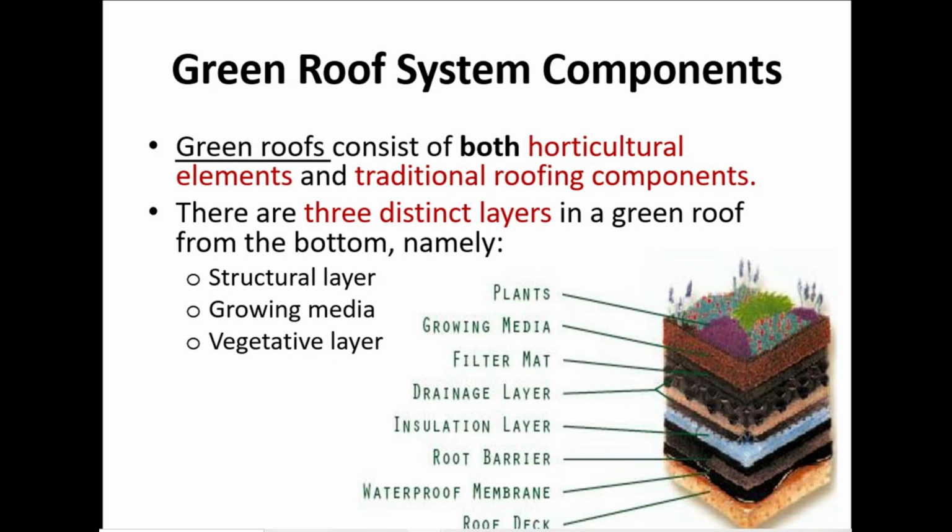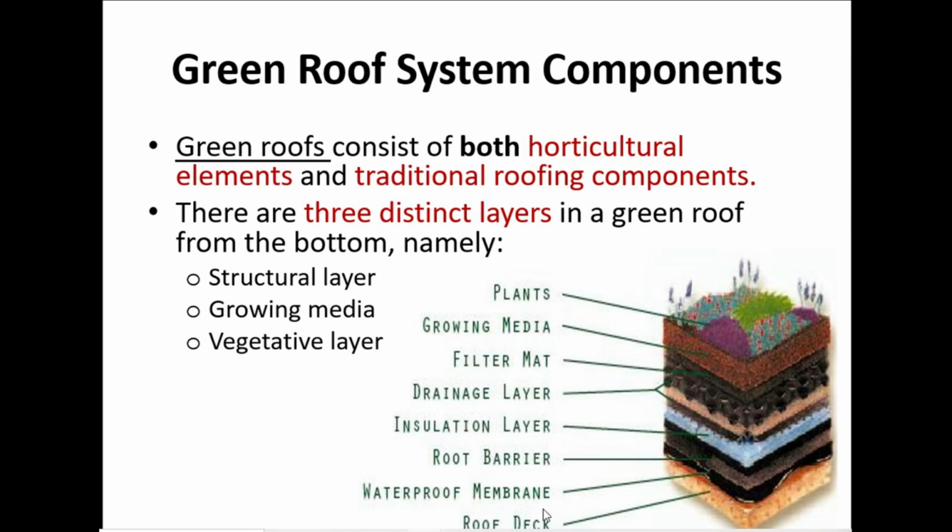There are three distinct layers in a green roof from the bottom, namely structural layer, growing medium, and vegetative layer. But again, this structural layer, growing medium, and vegetative layer are subdivided. The structural layer alone has six layers. Out of eight, these six layers will be considered as the structural layer, growing media is another one, and plants are the vegetative layer.